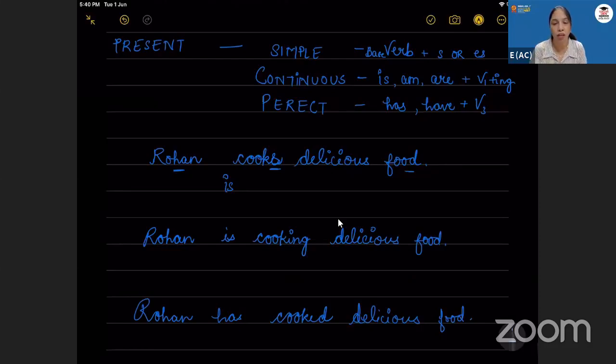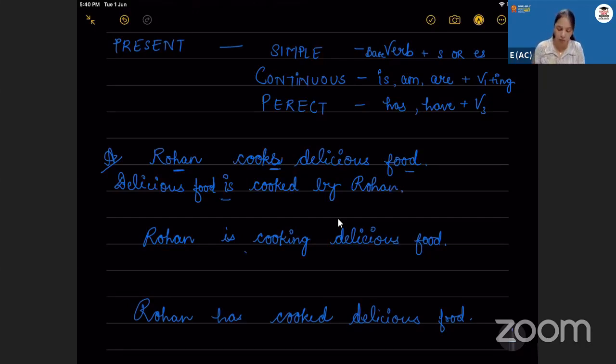Anybody will volunteer to convert this active voice into passive voice? Yes, food is cooked by Rohan. Very good. Delicious food. Who answered this? Ma'am, Akshara Verma. Very good, Akshara. Delicious food is cooked by Rohan. Fine. And here we have the present continuous tense.